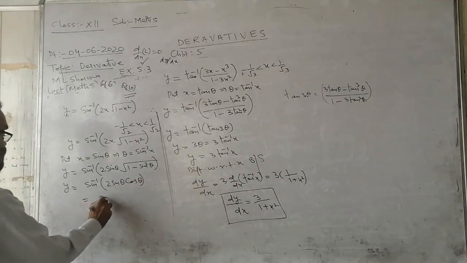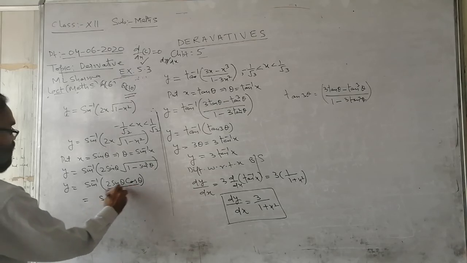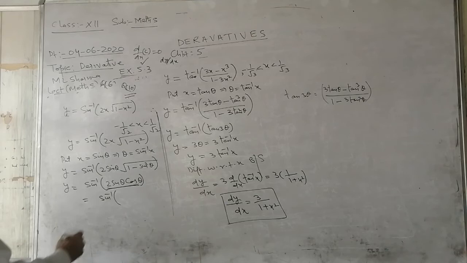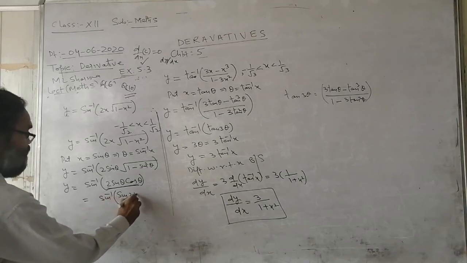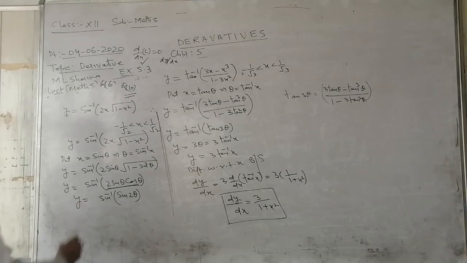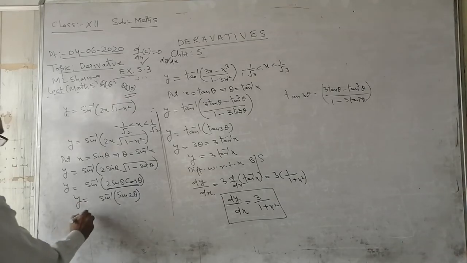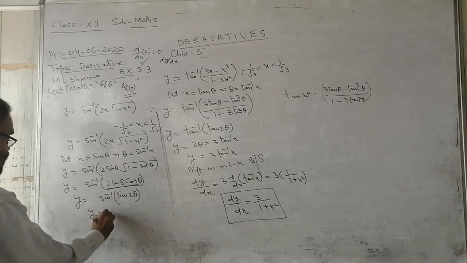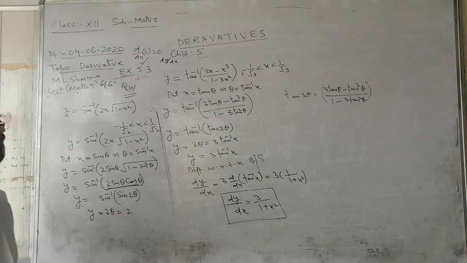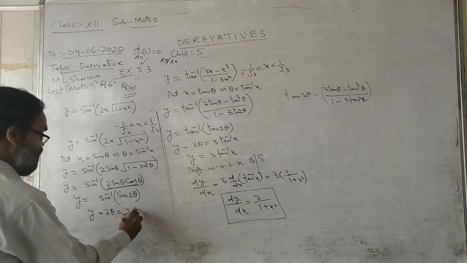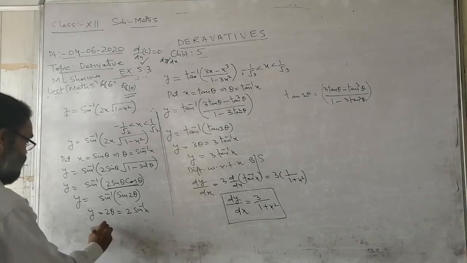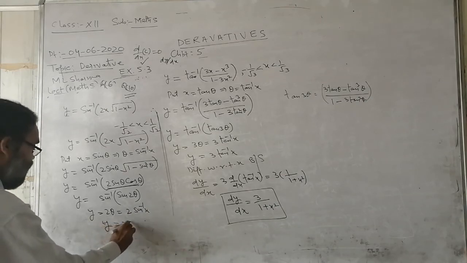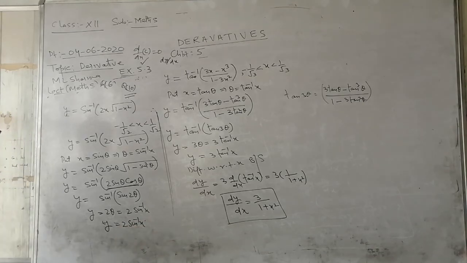So this will equal to sine inverse. So this is the formula of sine 2 theta. In trigonometry, these formulas are there. So y will be, sine and inverse, they will cancel each other. So 2 theta, that is 2 into theta, is sine inverse x. So y is 2 times sine inverse x. So I have to find the value of derivative dy upon dx. So I will differentiate this.